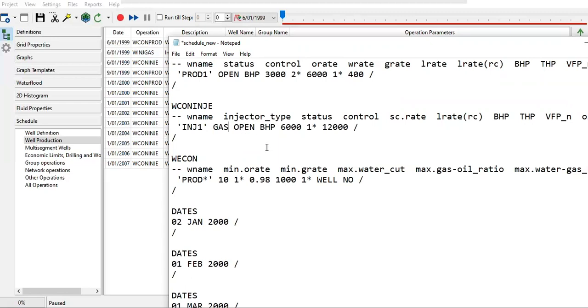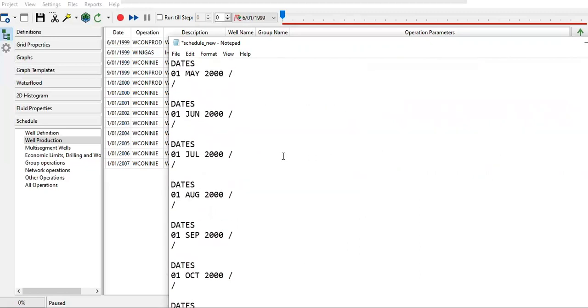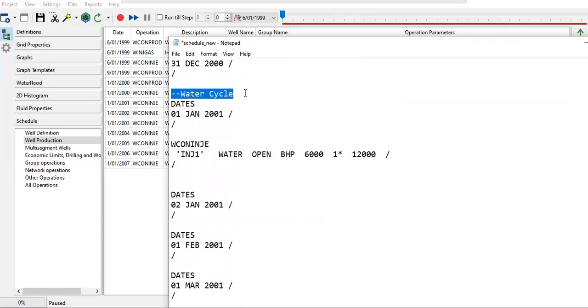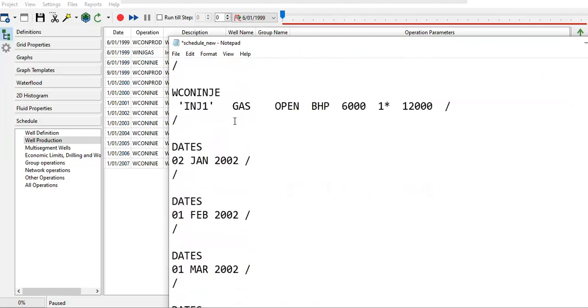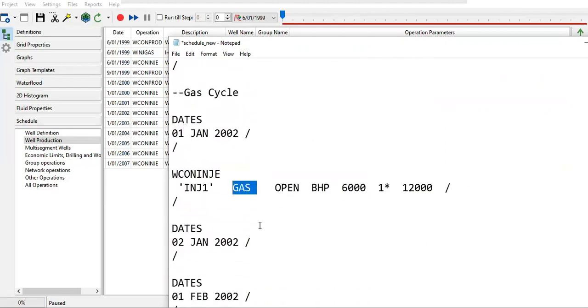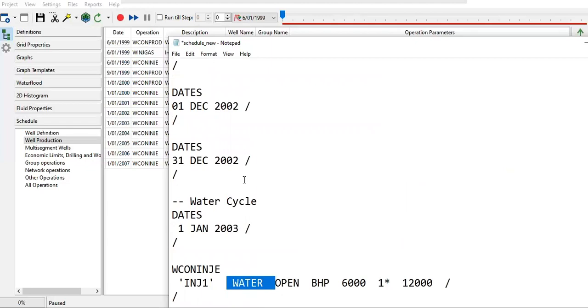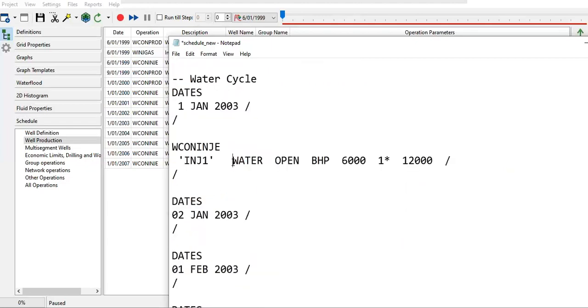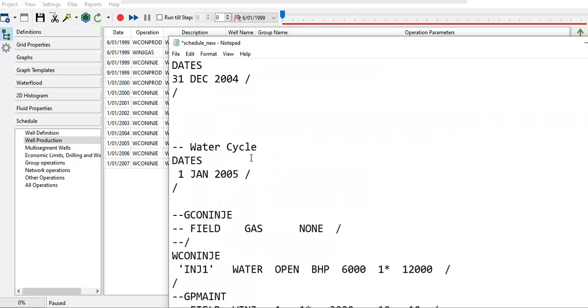But if you want to perform alternating gas and water injection, then you will switch from gas and then move to the next year. Here, water cycle, right? January 1st, 2001. Now you input water here. You write water. And then we move to January 1st, 2002. Now you come with gas again. 2003, water again. You don't need to shut the gas injection. You just put again the command, but with water, not with gas. And then gas, and so on and so forth.